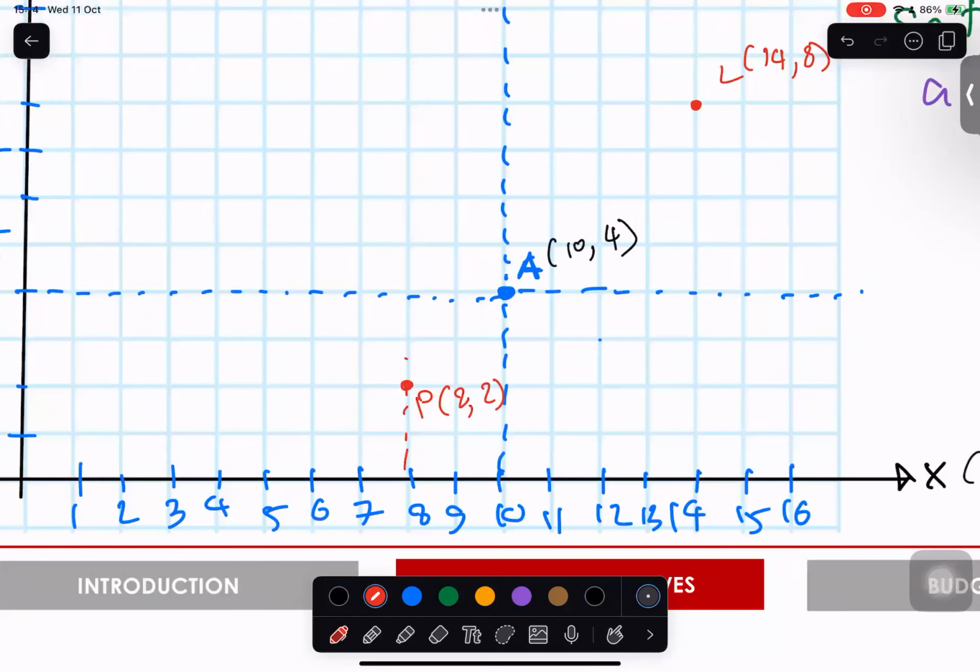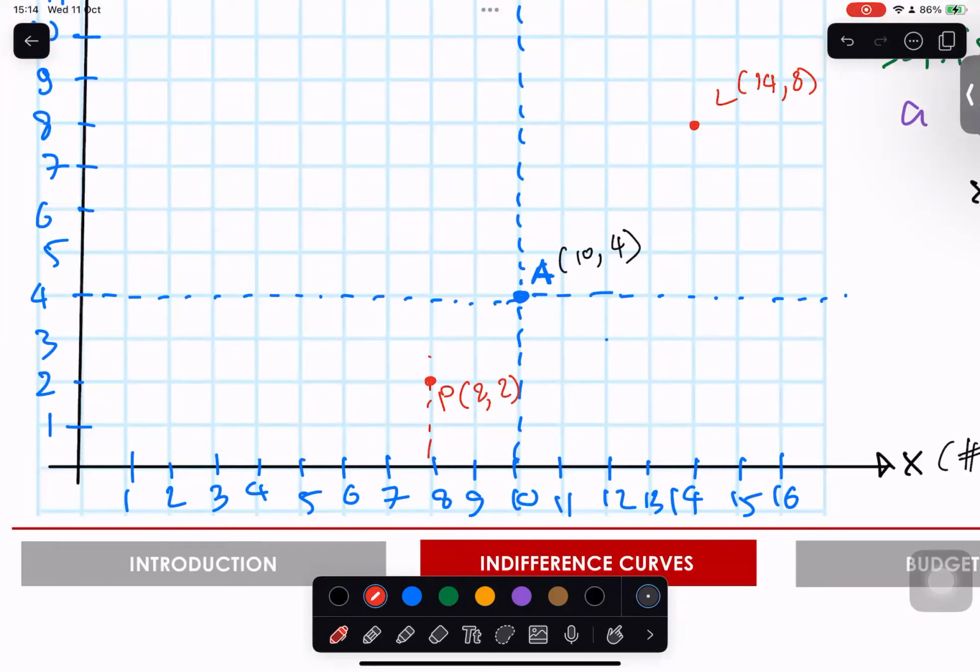Basket P. Compare with A. Which one are you going to choose? Why A? Because A has more pizza and more Pepsi compared to basket P. One more time. How about this spot then? Compare with this. Which one do you choose? This one, because even though it has the same amount of Pepsi, this basket has more of good X, so it is preferred over A. Then we reach the first finding.